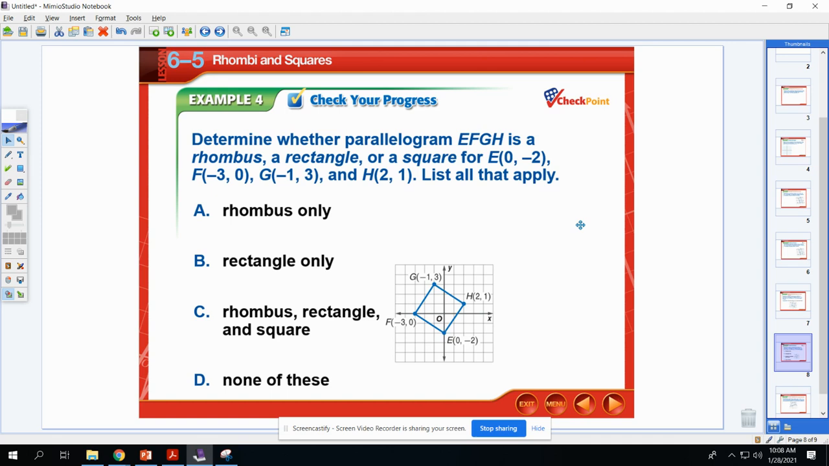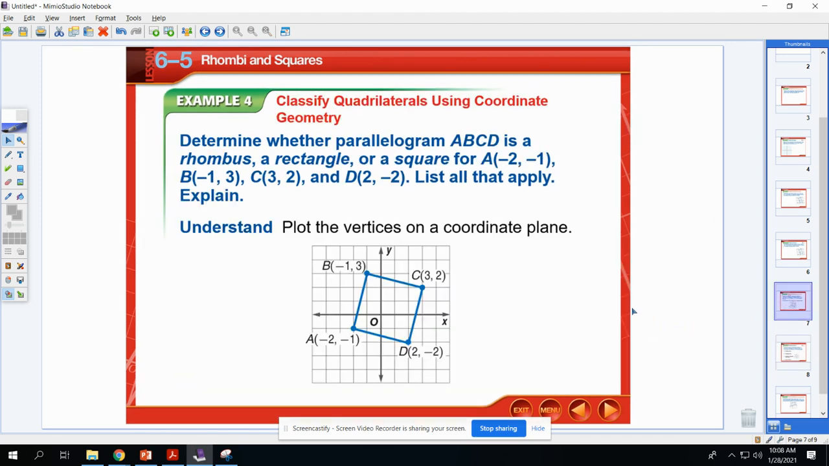All right, let's go ahead and do a couple questions here for our quadrilateral coordinate geometry. So we're actually going to start off right here. It says determine whether parallelogram ABCD is a rhombus, a rectangle, or a square for the following points, and we need to list all that apply. So we got A, B, C, and D here. We're trying to figure out whether or not this is a rectangle, a rhombus, or a square.